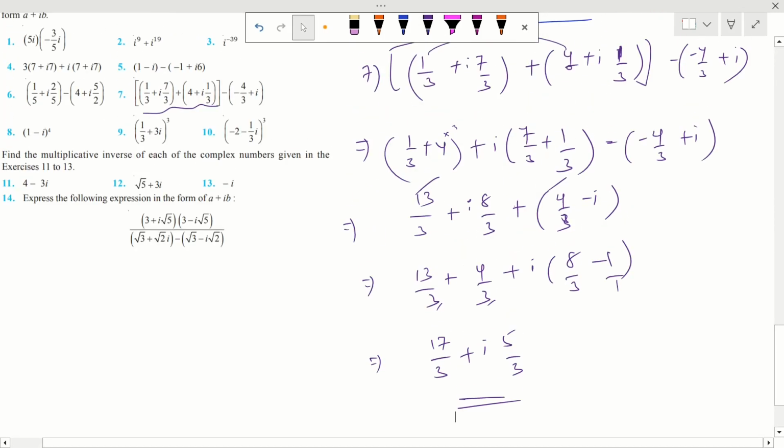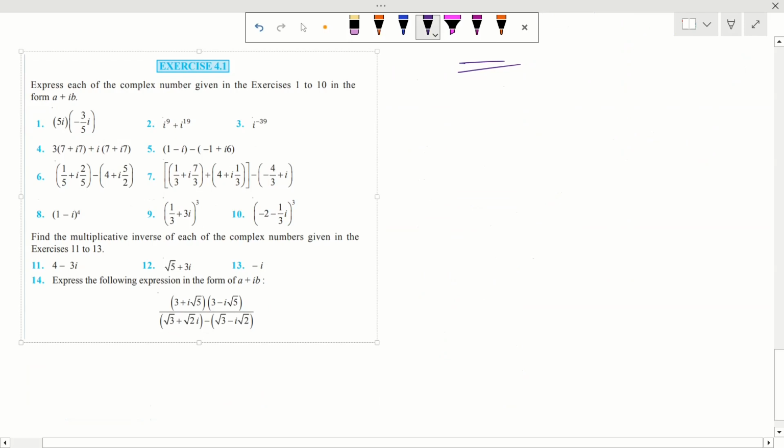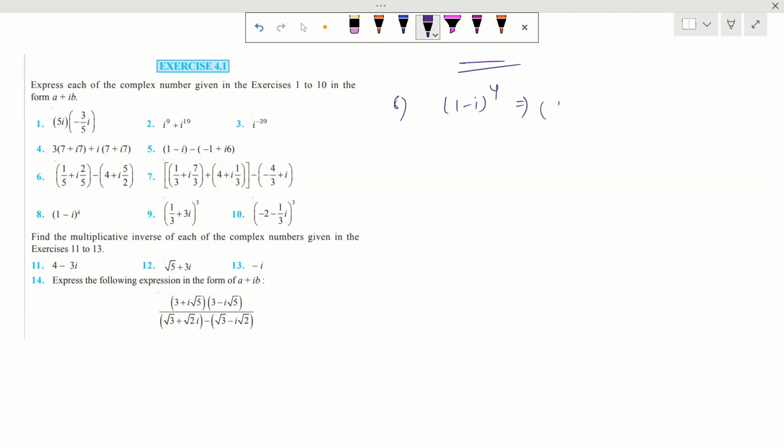So the eighth one is given. The eighth one is we need to solve (1 minus i) to the power of 4. So this one we can write as ((1 minus i) square) square. It is in the form of (a minus b) whole square. Therefore, I'm simply writing (a minus b) whole square is a square plus b square minus 2ab. And then again this (1 minus i) square is in the form of a square plus b square minus 2ab, right?